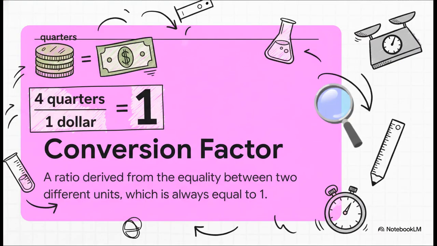The secret weapon here is something called a conversion factor. It's basically just a fraction where the top and bottom parts are equal, just in different units. Like we know there are 100 cents in $1, so the fraction 100 cents divided by $1 is actually equal to 1. And the cool thing is, you can multiply anything by 1 and not change its actual value. You're just changing the units you're using to describe it.